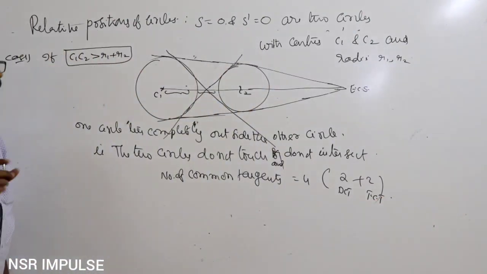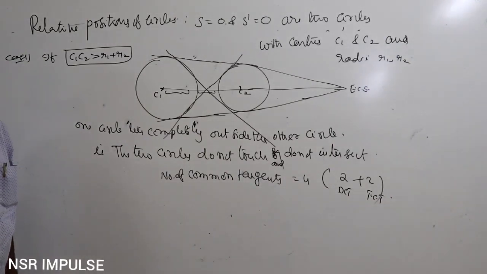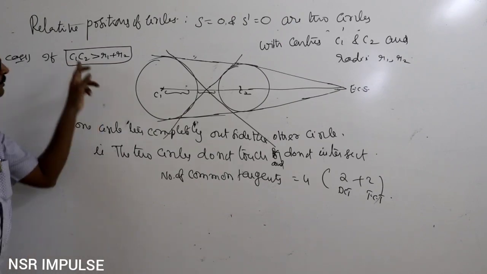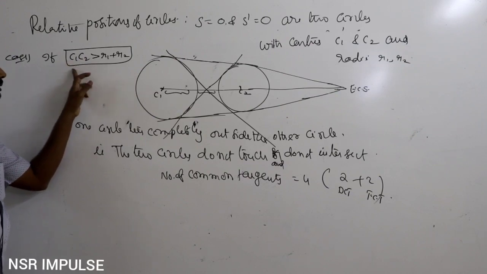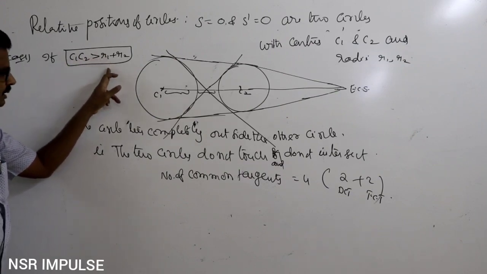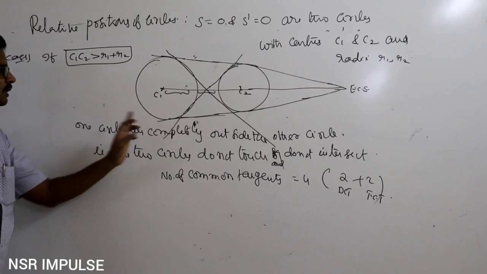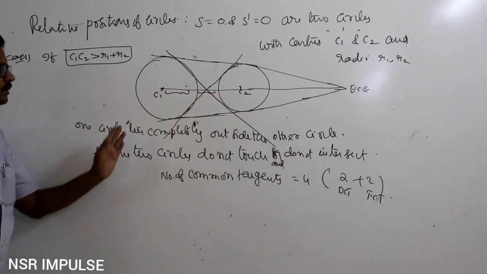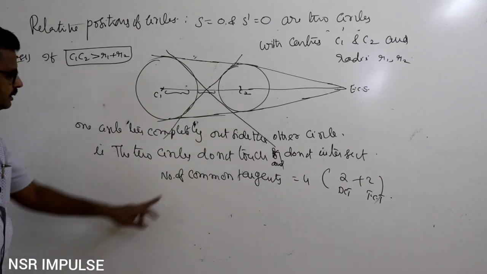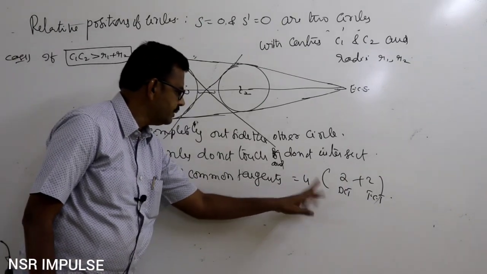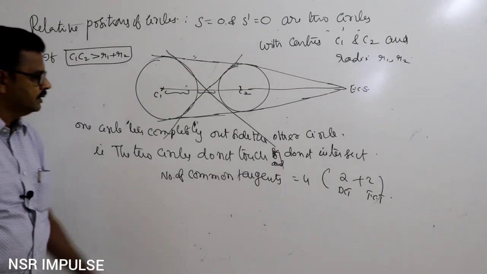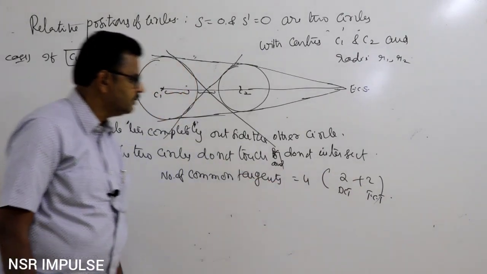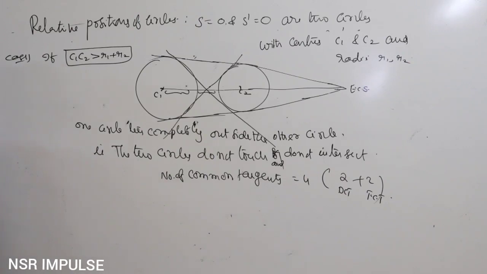For example, in the question, find the relative positions of the circles S equal to 0, S dash equal to 0. Two circles are given. Now we have to calculate C1 and R1. If C1C2 is greater than R1 plus R2, the conclusion is one circle lies completely outside the other circle. That is, the two circles do not touch and do not intersect. So in this case, we can draw 4 common tangents: 2 direct common tangents and 2 transverse common tangents.